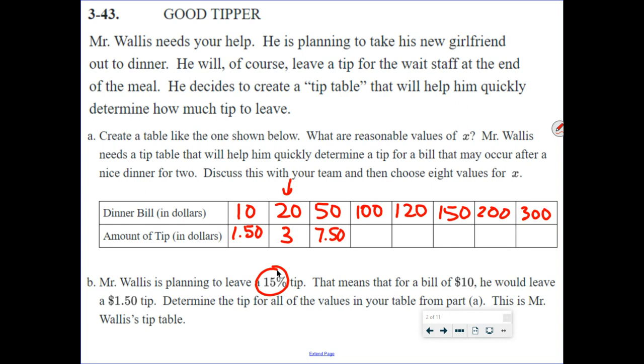Okay, so 15% of $100, $15. Of 120, well, 10% is 12. 5% is half of that, 6, so 6 plus 12 is 18. 10% of 150 is 15, half of that is 7.50. So put those two together and you get 22.50. 10% of 200 is 20, and then 5% would be 10. Put those together, you get 30. 10% of 300 would be 30. Half of that would be 15. Put those together, you get 45. Woo! $45 tip, that'd be pretty nice. And yes, those tips can get rather expensive.